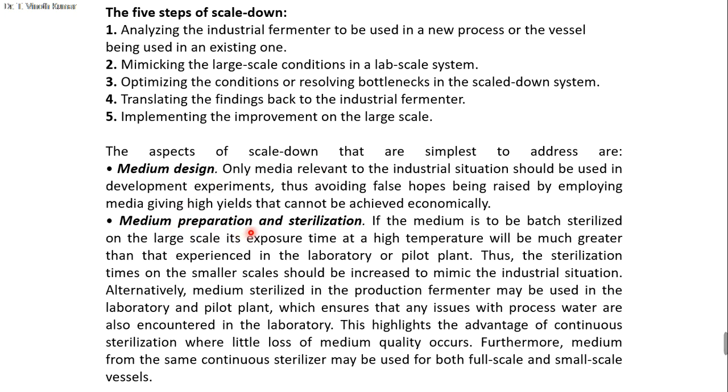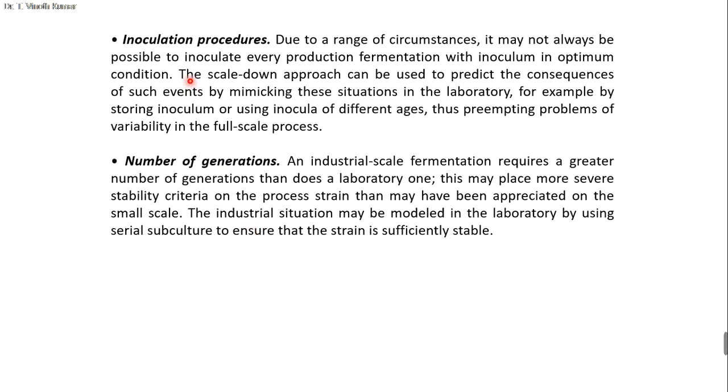So when compared to scale up, these have very few parameters, and the inoculation procedure is very simple when compared from the large scale to the lower scale. And the number of generations: industrial scale fermentation requires a greater number of generations than a laboratory one. Because, as I just said, for 1000 liters you need different generations.